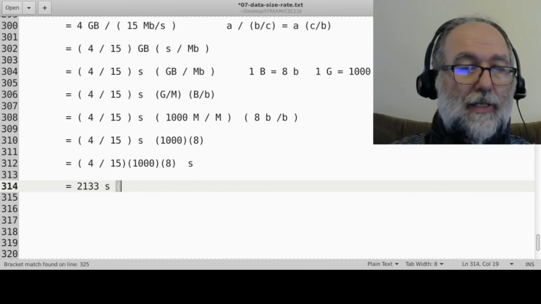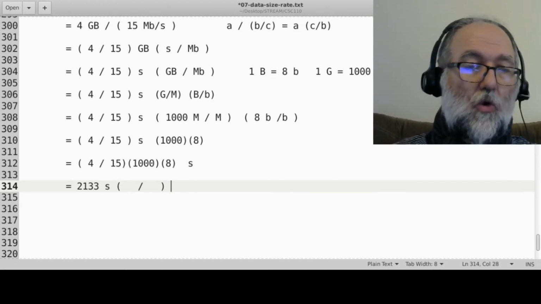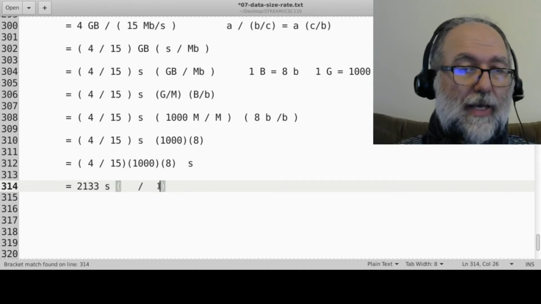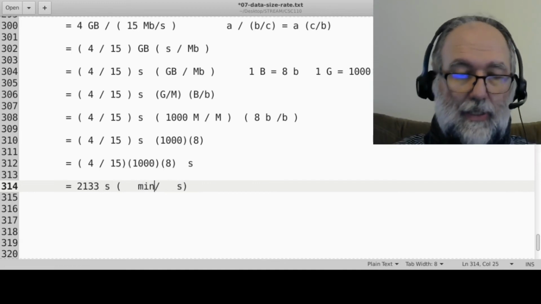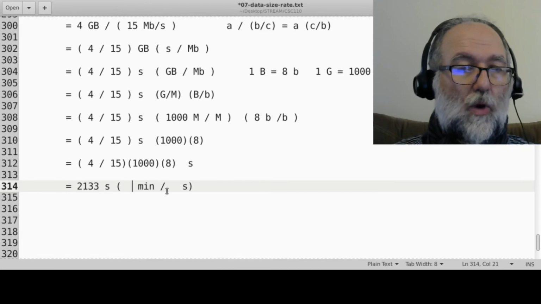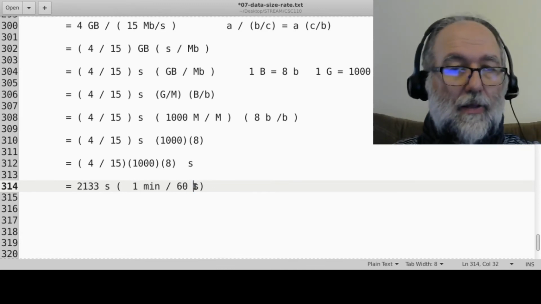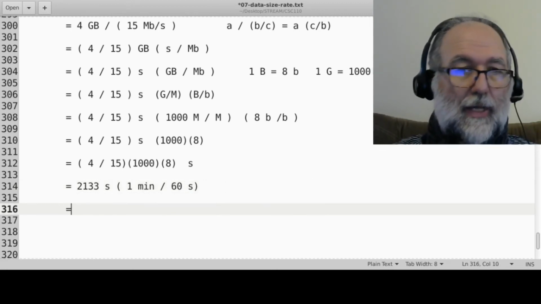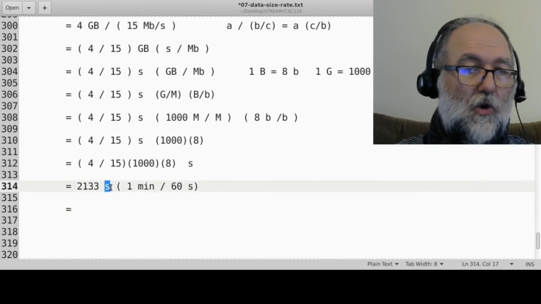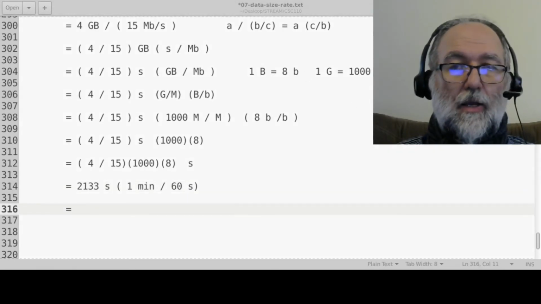But let's convert that to minutes. Okay, and so over here we have seconds. So we want to get rid of seconds and go to minutes, like this. And 1 minute is equal to 60 seconds, like that. And that's going to equal, well, the seconds go away. All right, so it's just like dividing by 60.